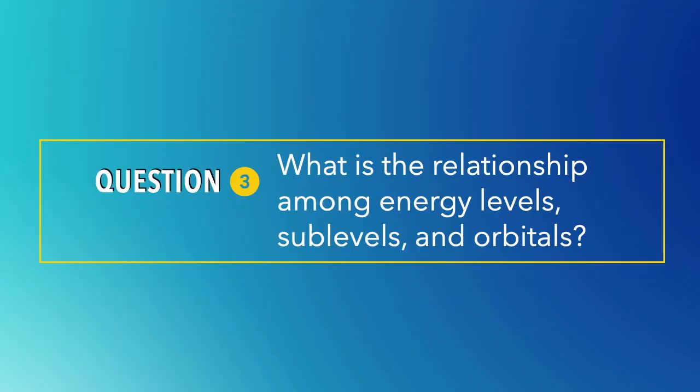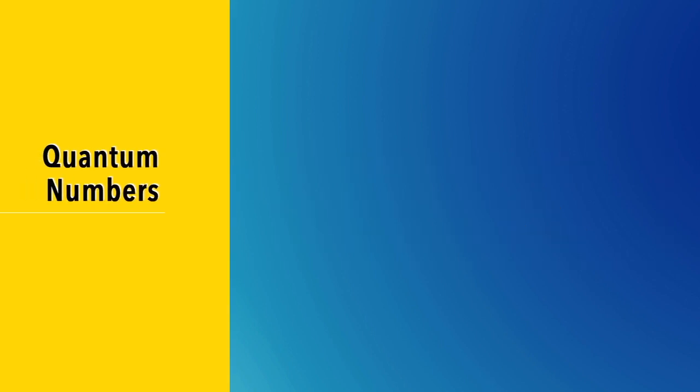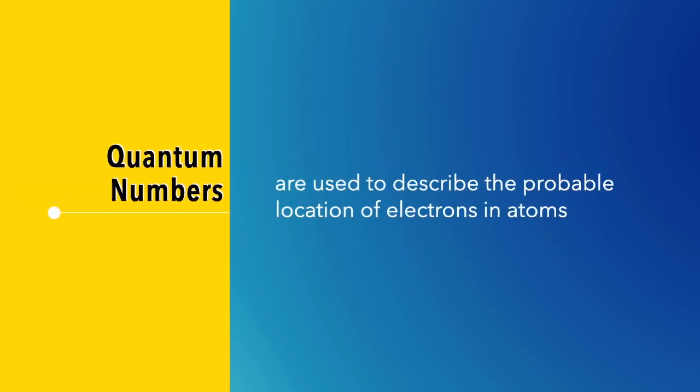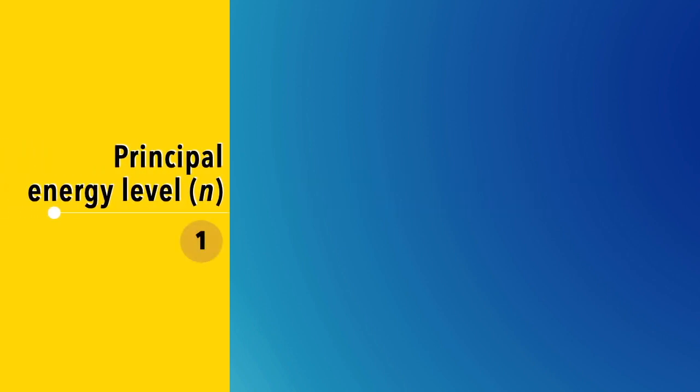Now we go to our question number 3. What is the relationship among energy levels, sublevels, and orbitals? Para ma-describe natin yan, kailangan nating gumamit ng quantum numbers which are used to describe the probable location of electrons in atoms. Una, yung principal energy level, aka shell.